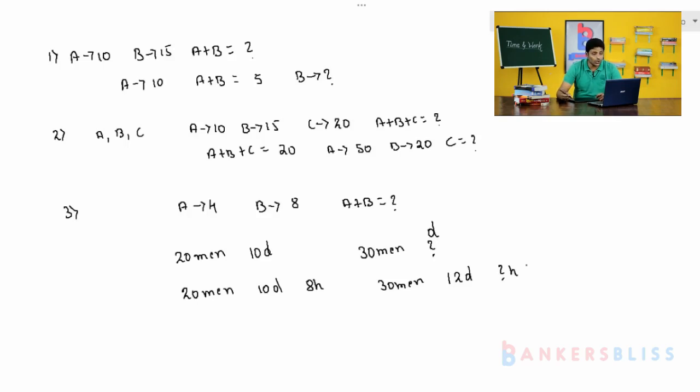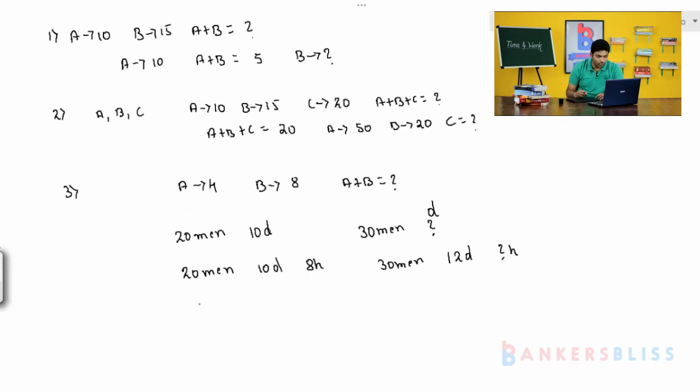But we can solve these types of problems very easily with the help of the formula. The formula says M1 D1 H1 divided by W1 is equal to M2 D2 H2 divided by W2.